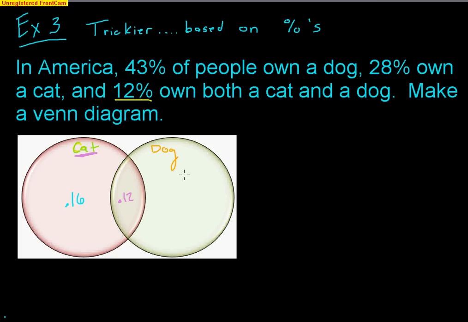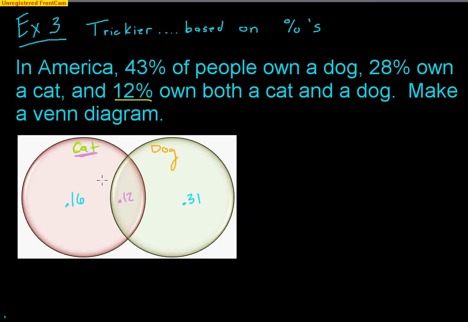Same thing for the dogs. 43% own a dog. However, I'm going to take away the 12% that also own a cat, and I'm left with 31%. That is a very specific probability. That's the probability that you own a dog, but you don't own a cat. So now you see how these numbers connect. The entire green circle adds up to 43. The entire red circle adds up to 28.